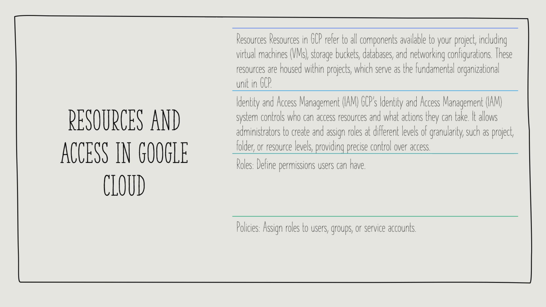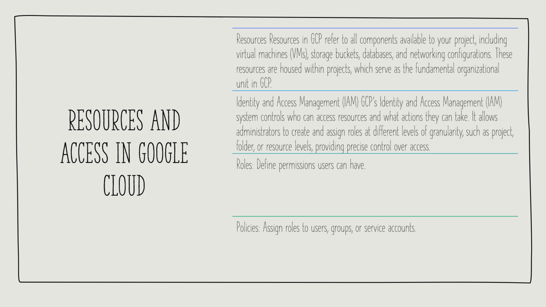C. Projects. As mentioned earlier, projects are where resources are created. Each project is isolated from others, but you can use IAM to share access between them if necessary. D. Resources. At the lowest level of the hierarchy are the resources, the actual components like virtual machines, databases, and storage buckets that run your applications. Permissions can be set at this level for fine-grained control.